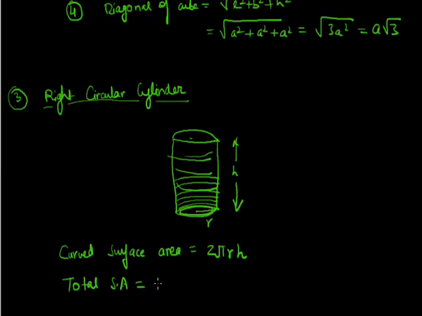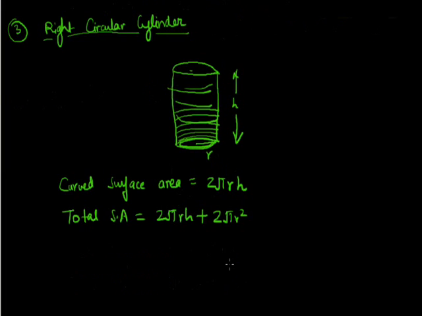So the total surface area includes the curved surface area, that is 2 pi r into h, plus the area of the top and the bottom of the cylinder, that is pi r square plus pi r square, that is 2 pi r square. As the top and bottom parts are flat circular surfaces, their area will be pi r square for each surface, and as there are two surfaces, their area will be 2 pi r square. This gives us the total surface area of the right circular cylinder.